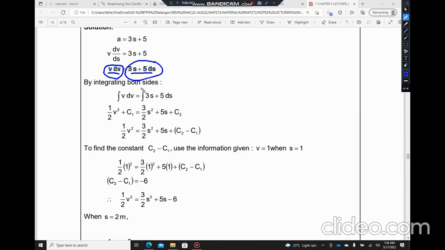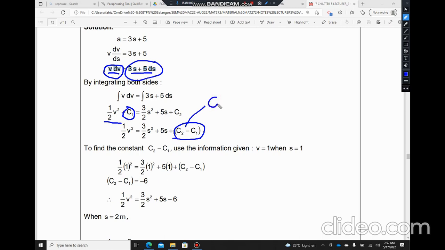Next, by integrating both sides, okay, it means that you need to integrate left and right. So integrate V dV equals to integration of 3S plus 5 ds. Okay, so this one V you will get 1 over 2 V square plus C1. Okay, then another one for the right side, 3 over 2 S square plus 5S plus C2. So, kumpulkan nilai C, awak akan dapat ni. Sebenarnya kat sini kalau tak nak tulis C2 minus C1, awak just assume dia sebagai C.